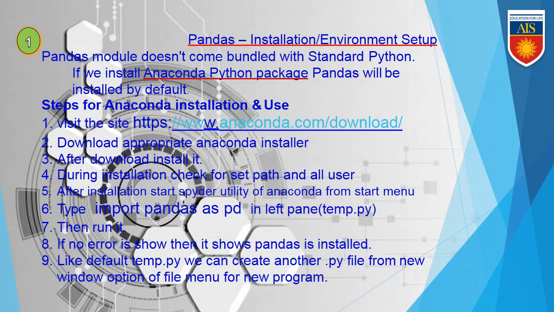Steps for Anaconda's installation and use: you have to visit the site www.anaconda.com and download the appropriate Anaconda installer from there. After downloading the installer, during installation check for set path and all users. After installation, start the Spyder utility of Anaconda from the start menu. Type import pandas as pd in the left pane, then run it. If no error is showing, then Pandas is installed. Like the default temp.py, we can create another .py file from the new window option of the file menu for a new program. .py is the extension of a Python file.